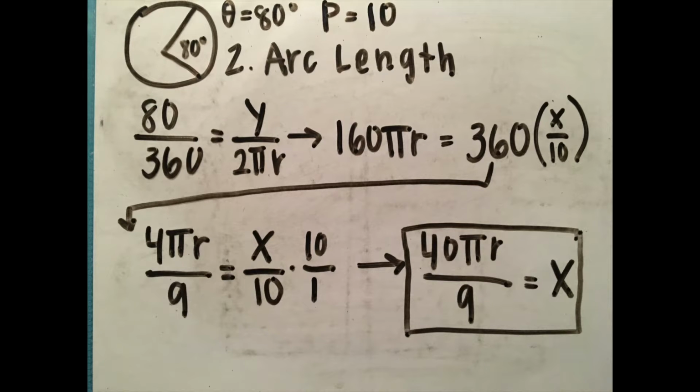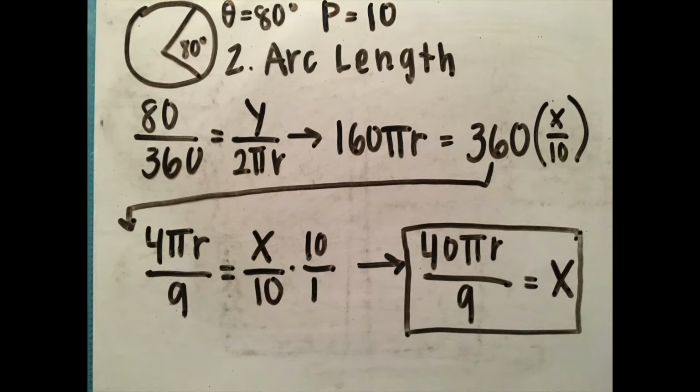Next, I solved for the arc length. In order to solve the arc length, I once again had to set up a proportion. That proportion is 80 over 360 is equal to y over 2 pi r. Just like when we were finding the sector area, this proportion works because it's comparing a part to a whole. It's comparing the part of 80 degrees to the whole of 360 degrees, and the part of the arc length to the whole entire circumference of the circle.